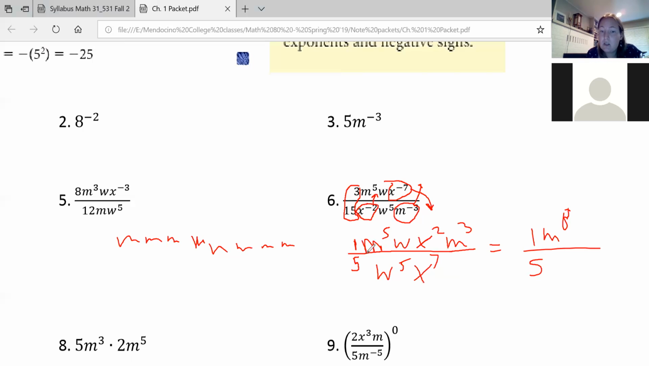Mm-hmm. Okay, so then we would just do the W and then the X2 because, we can't, we're combining those? We can only combine things with the same base. So now we're going to deal with the W.